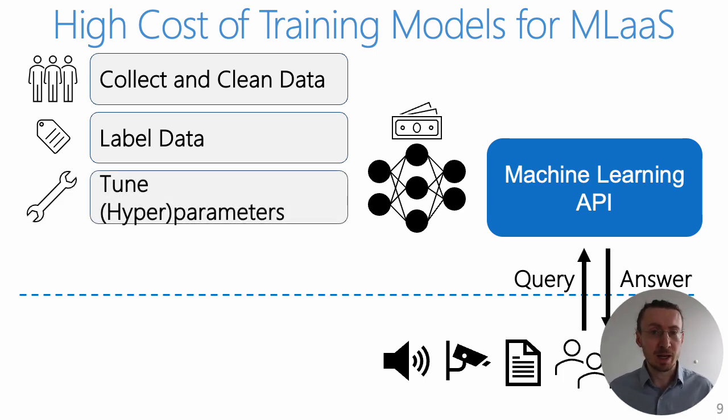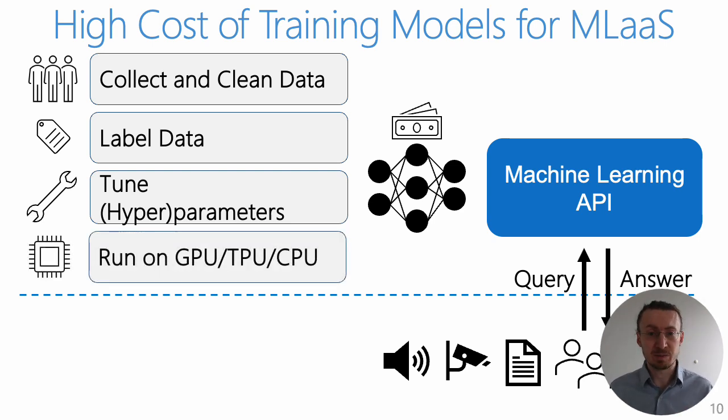Next, we also need to hire ML experts to tune parameters for these models. And finally, expensive hardware such as GPUs, TPUs, or many CPUs is needed for training and inference. For example, it was estimated that a single training run of the GPT-3 model costs north of $12 million.